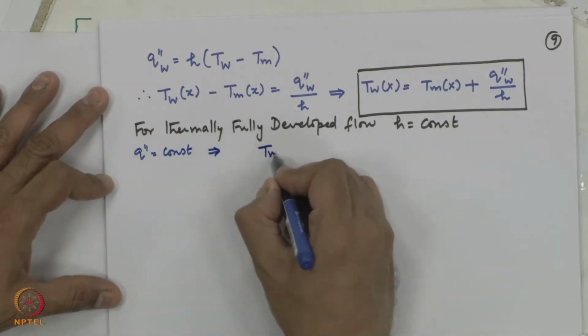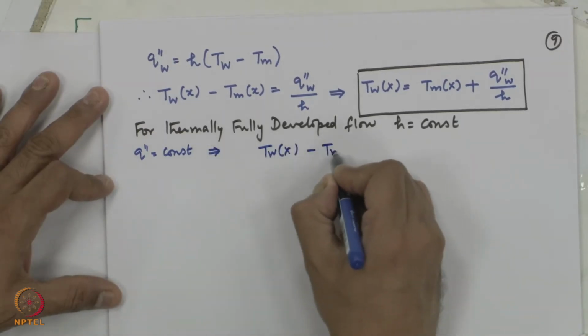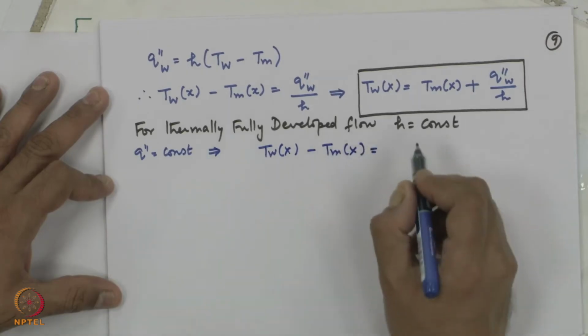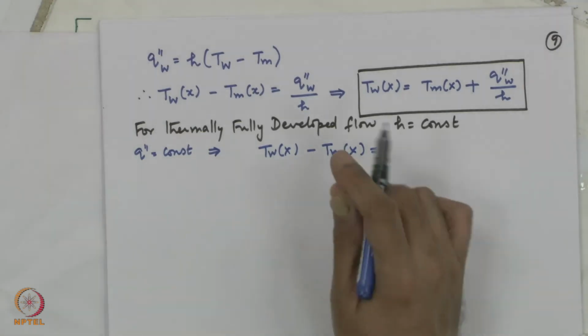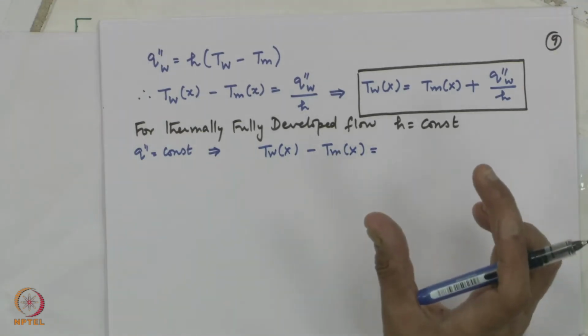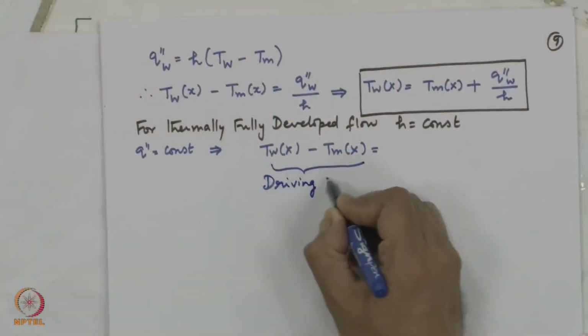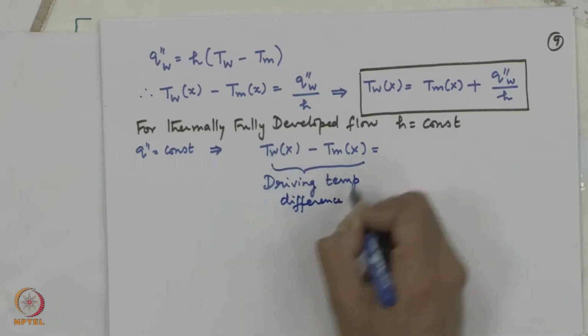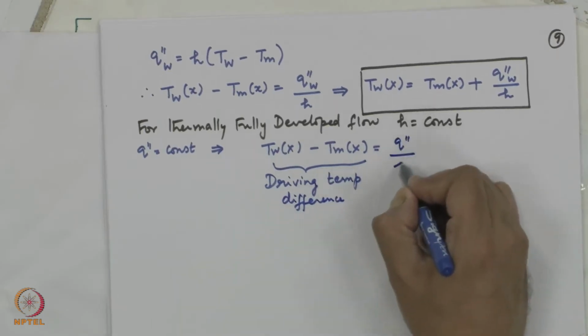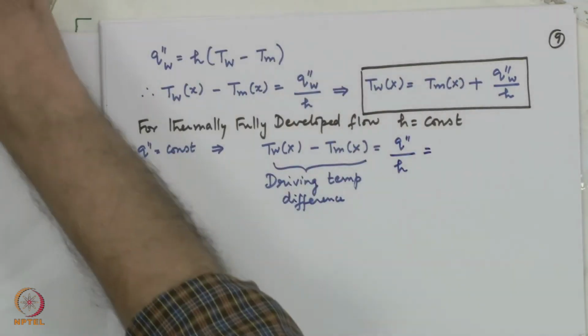Therefore, T wall local minus T bulk mean local. That means the difference between the wall and the bulk fluid temperature, in other words, the driving temperature difference responsible for heat transfer, higher, lower. This is your driving temperature difference now. So, the driving temperature difference responsible for heat transfer is q double prime by h, which is nothing but a constant.